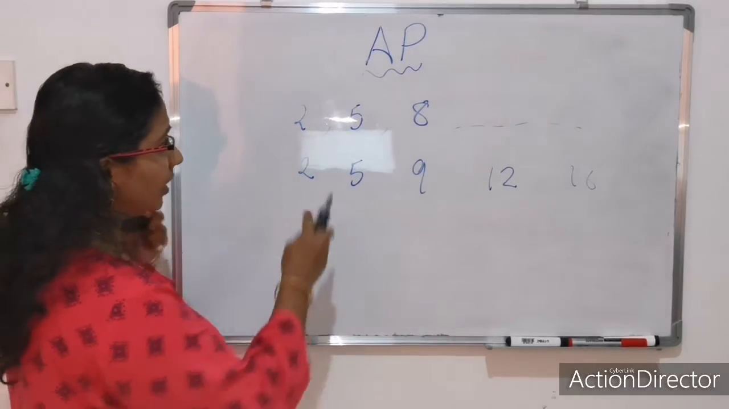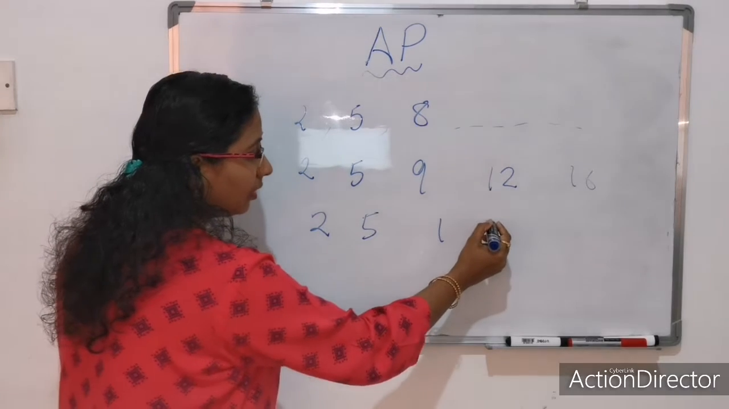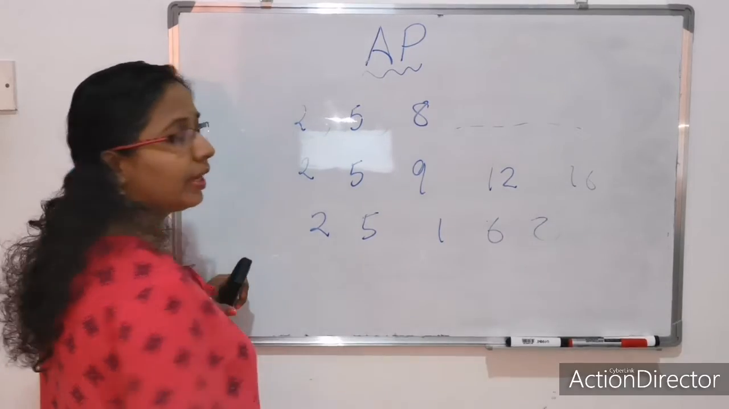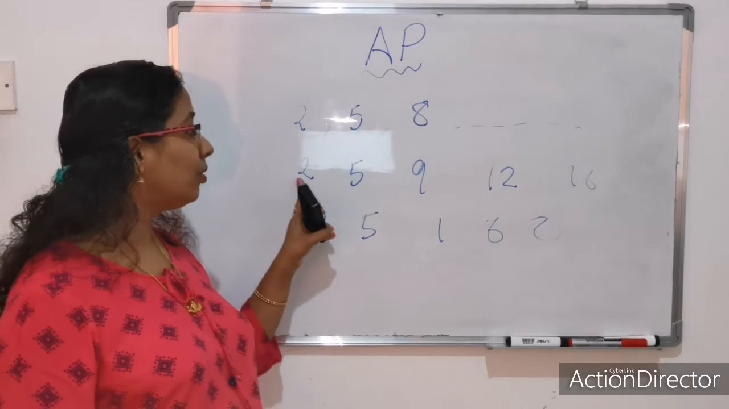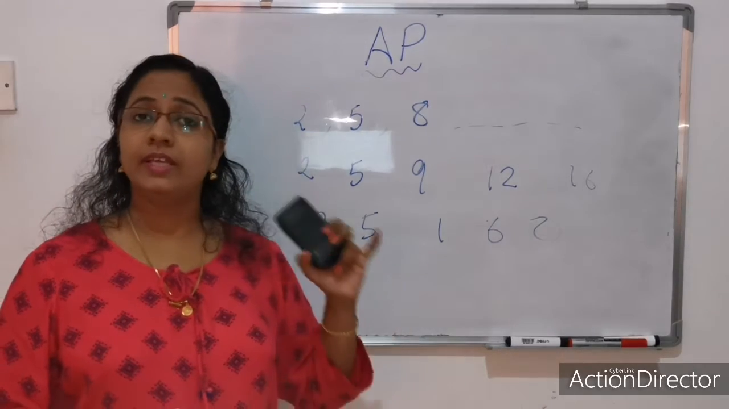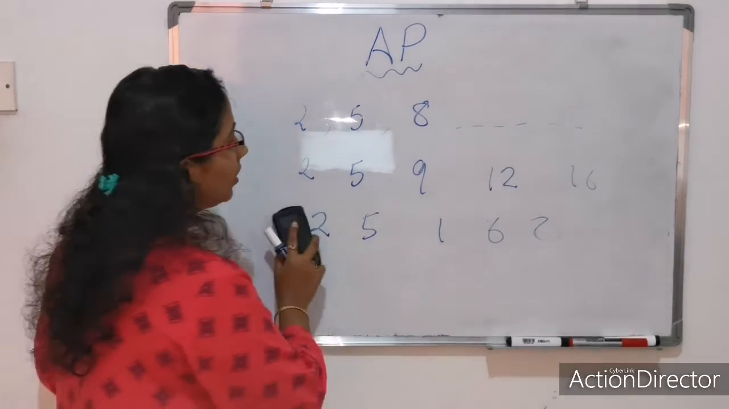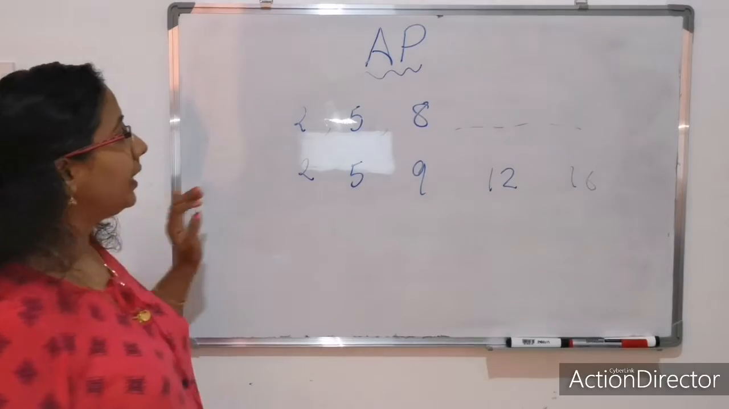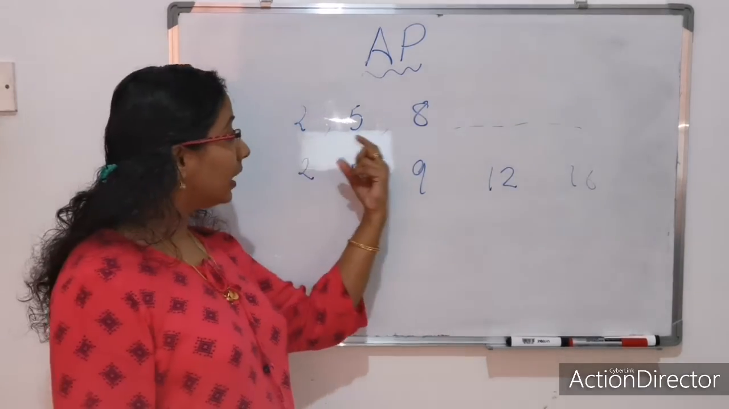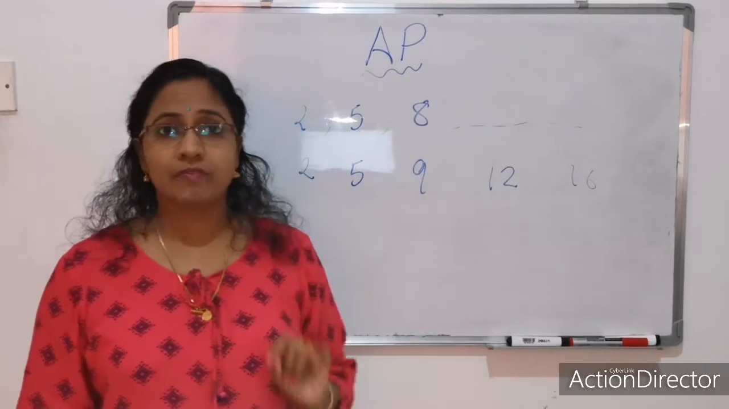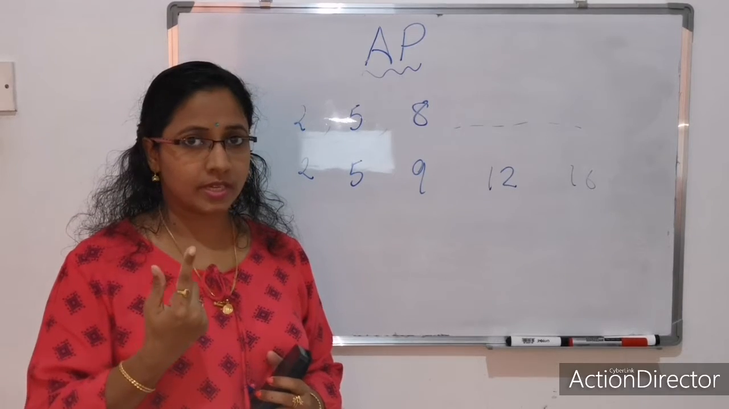You cannot have an AP, a series, with 2, 5, 1, 6, 0 and all those. It can never be. An AP is only when it is in order, either ascending or descending, or all numbers are equal. So first of all, it should be a group of numbers arranged in an order. That you have to see first. That is AP's first condition.